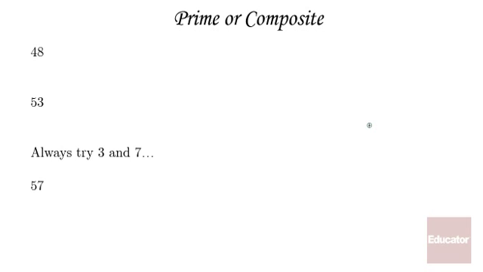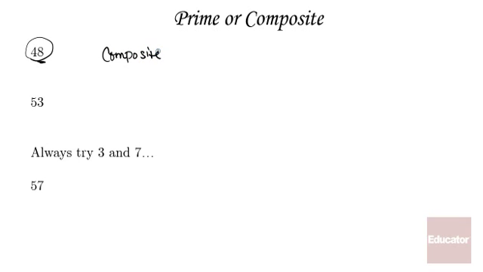Let's decide whether these numbers are prime or composite. Using my divisibility rules, I know that 48 is an even number because it ends in an 8. I also know that 48, these last 2 digits are divisible by 4. So already I've named 2 factors outside of 1 and 48 itself. So I know that this number is composite.